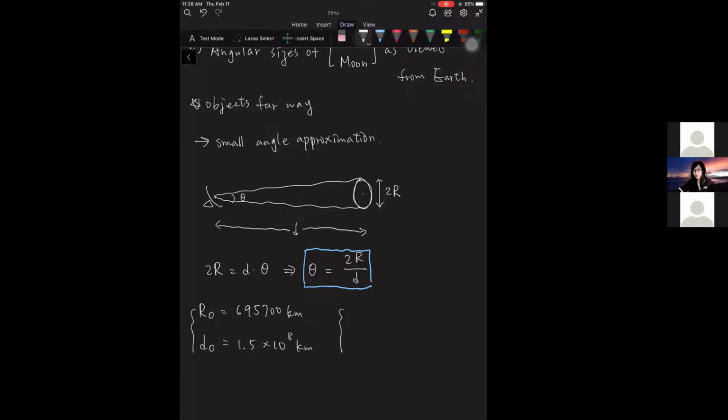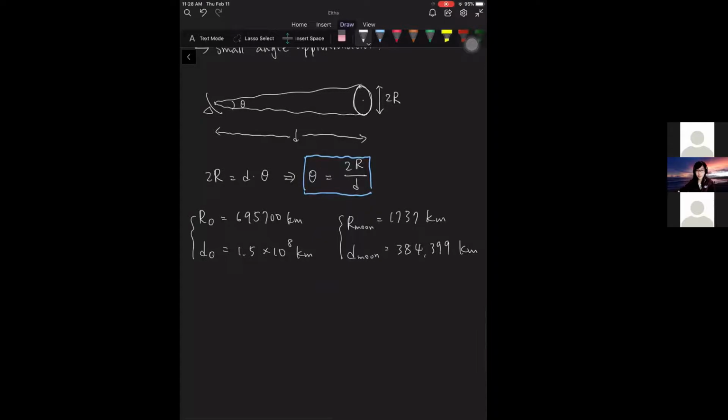All right, and for the moon, the radius is about 2,000 kilometer, and the distance is this much in kilometer. All right, so with this information, we can basically just plug into this angular formula, and then we will get the angular size of the sun.